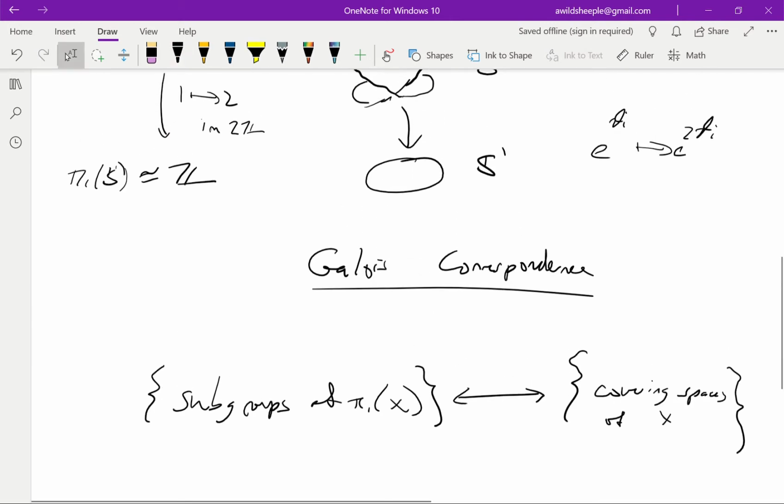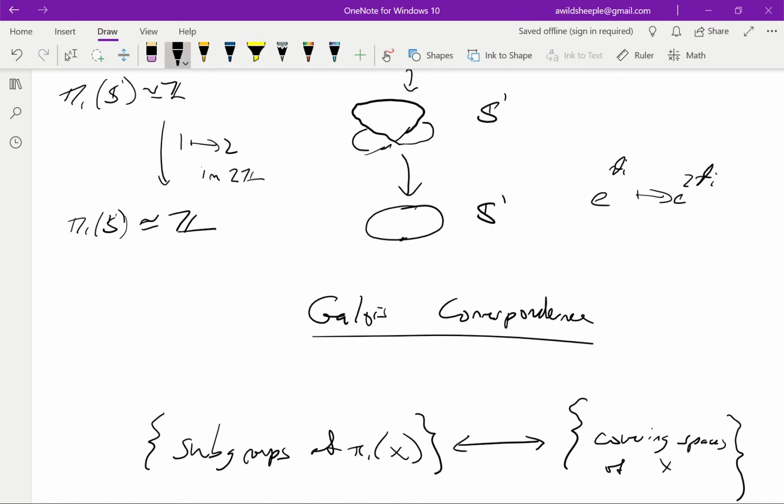That's what happens in our circle example here, right? This loop that goes around once, like so. Maybe I do it in a color so you can see. It goes around like this. But if I do the same thing up here, then I end up going up to the other sheet, and I'm up here now instead.